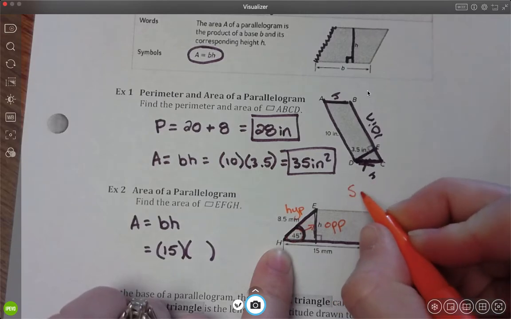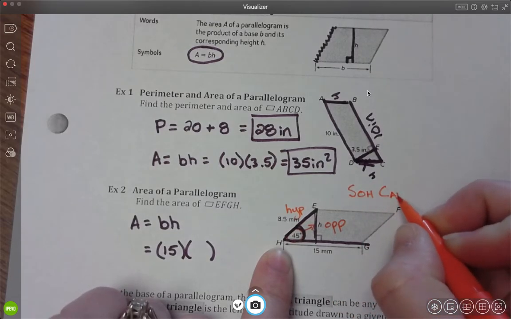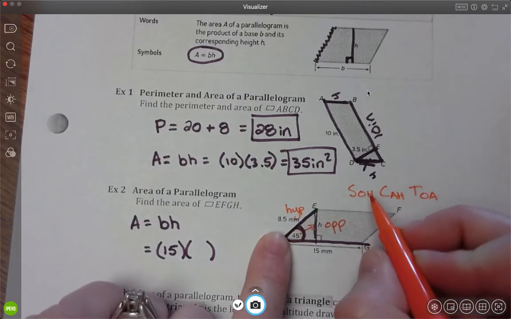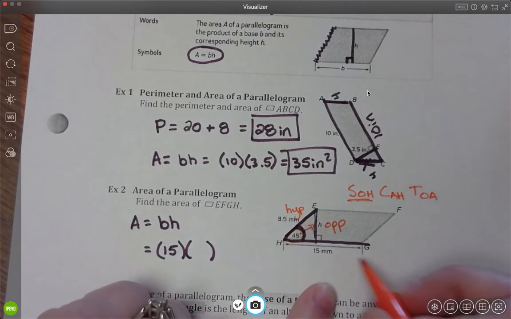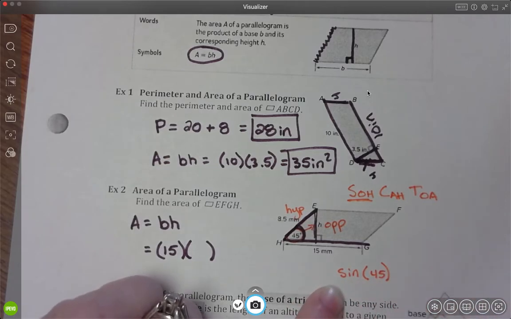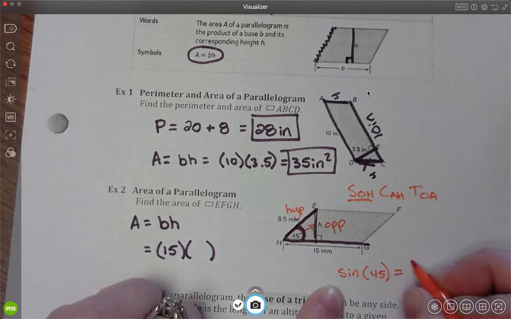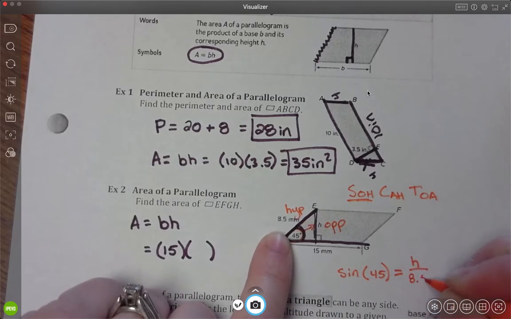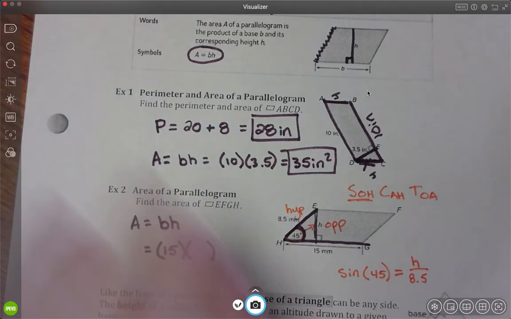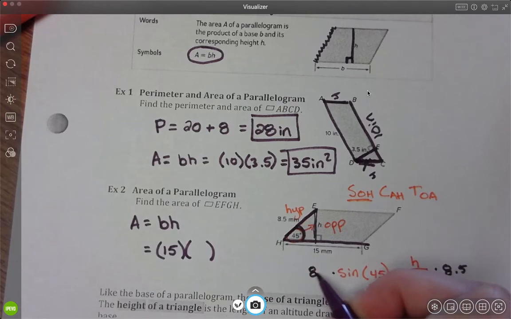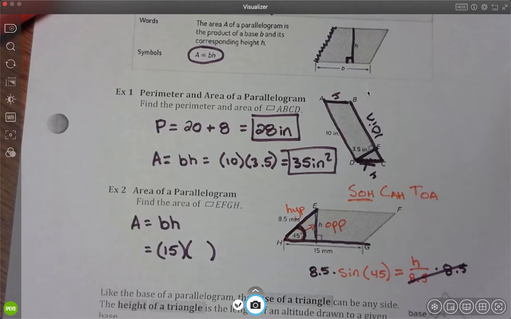So out of SOHCAHTOA, which one of those uses opposite and hypotenuse? That's going to be sine, opposite over hypotenuse. So I'm going to take sine of 45 degrees equals opposite, which they call h, over hypotenuse, which is 8.5. And then to get h by itself, all I would need to do is multiply by 8.5. Okay, so that's gone there. So 8.5 times sine of 45.